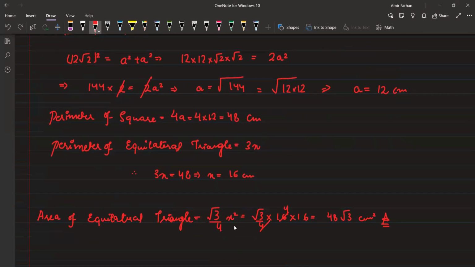So root 3 by 4 into x square is nothing but 4 by 4 will cancel. 16 4s are, okay, sorry, that's my bad. It's 64. I mistakenly wrote. 16 4s are 64. That is 64 root 3 centimeter square. So those who got 64 root 3, that is Amiti and Bharti, both of you are right.